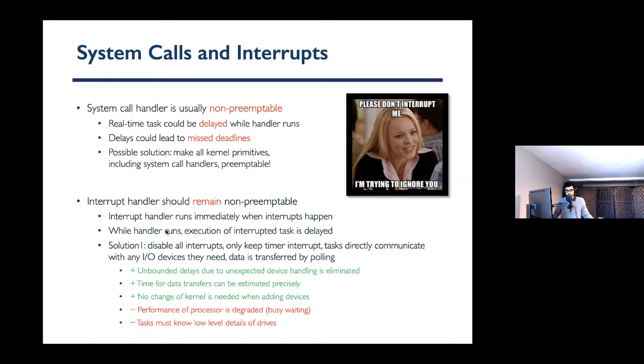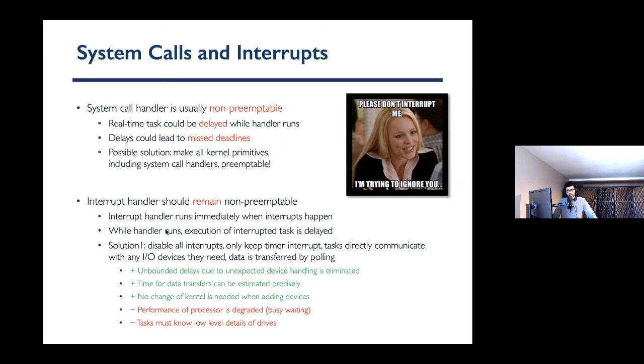So what's the negative side of this? So the negative side of this is one, well, polling is not good, right? And it wastes CPU time. So performance is going to definitely degrade. Although we are getting predictability, we're really sacrificing performance by a lot.